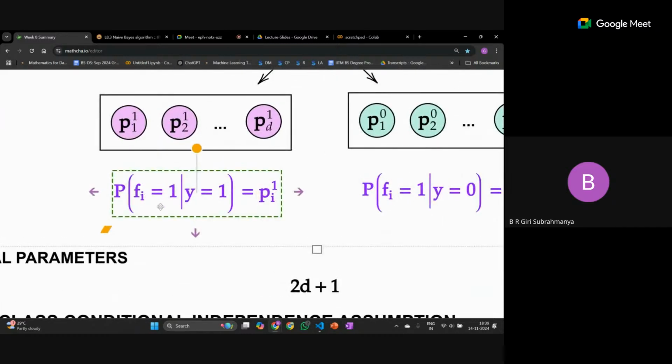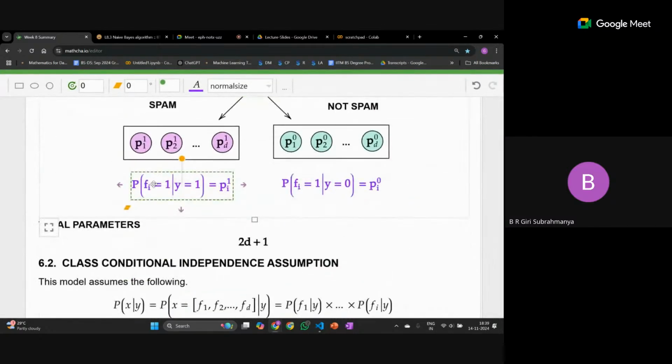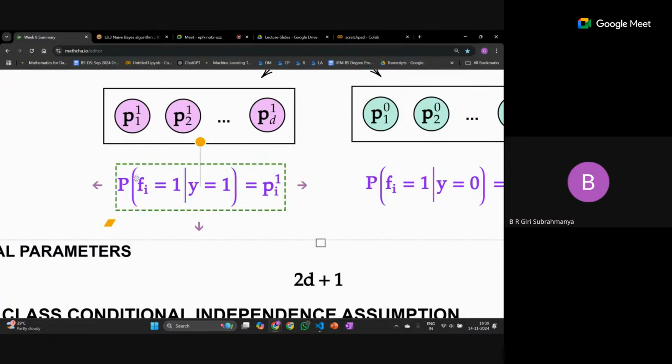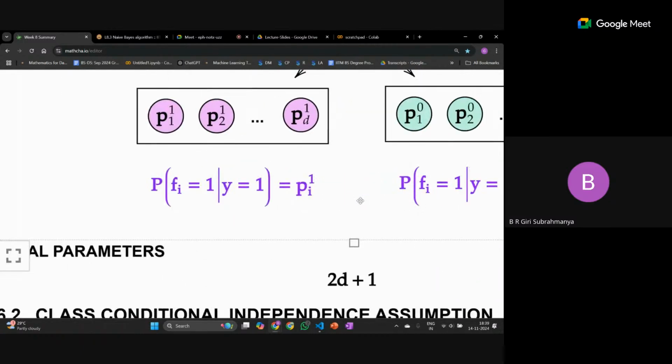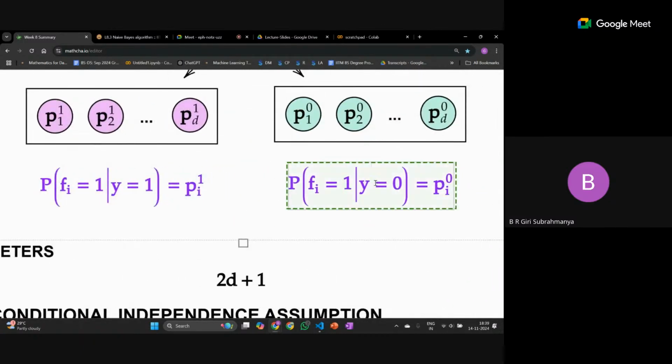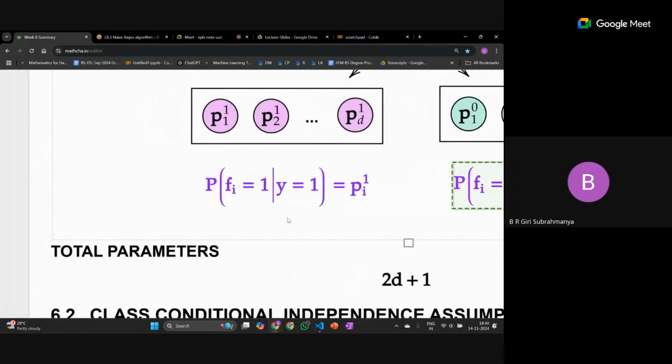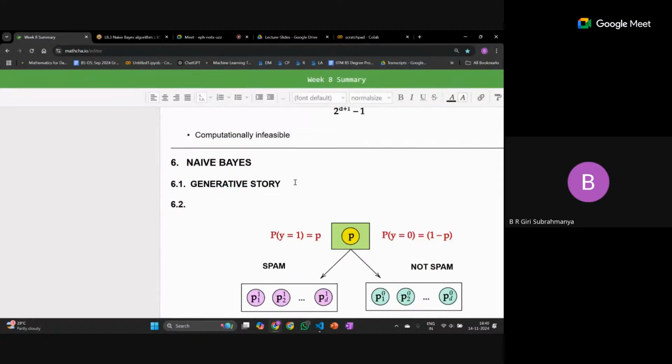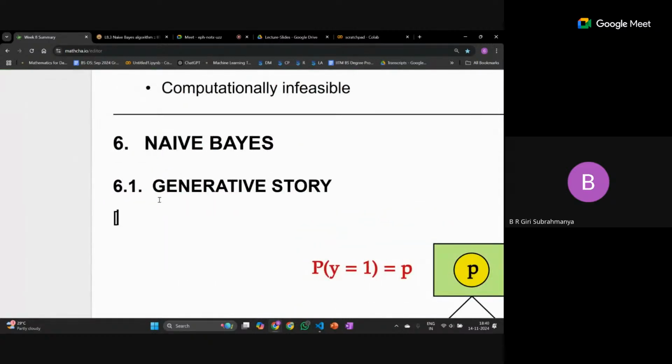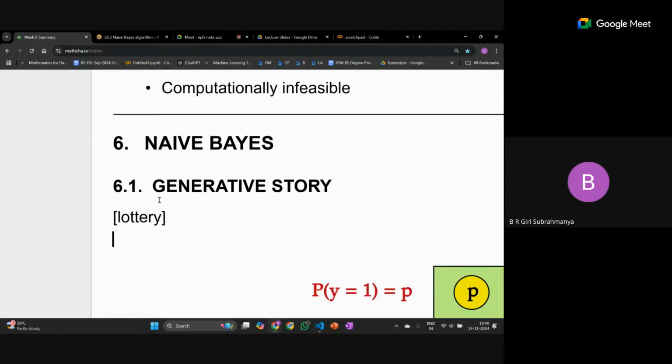Now this is for a particular mail. For a particular mail, you are going to have D features, right? Now the probability that the ith feature is going to be equal to 1, given that it's a spam, is given by this one, P1I. And the probability that the ith feature is going to be equal to 1, given that the mail is not a spam, is given by this P0I. Now if you want an example, let's say for a particular feature, the word is lottery.